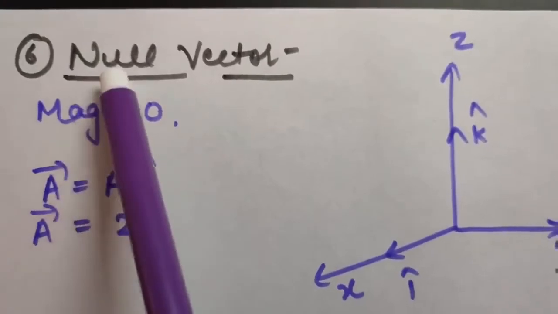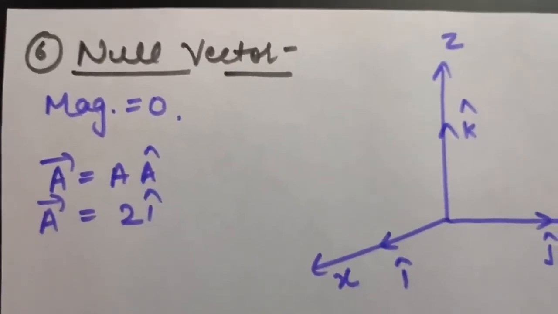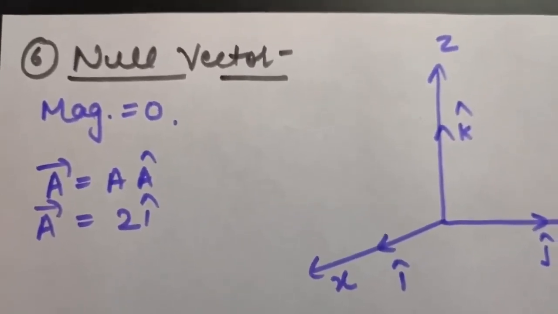Next is the null vector. A null vector is a vector which has a magnitude of 0. Anything which is 0 is called null, so we call a zero vector a null vector.